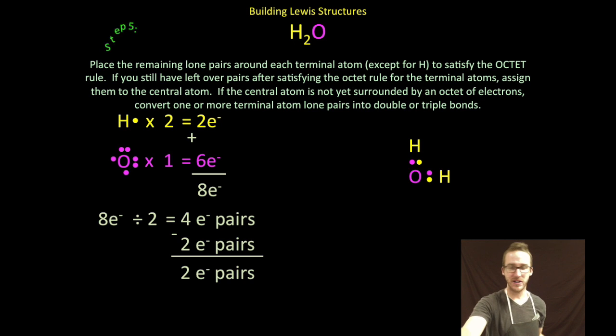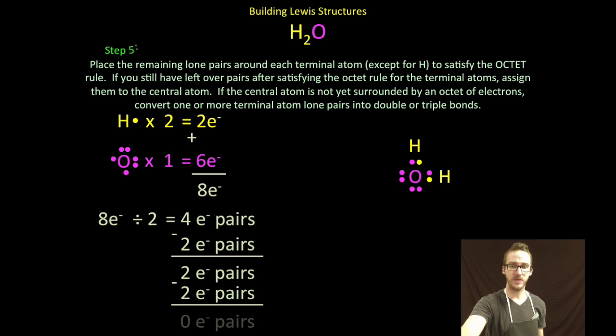Well, turns out if you have pairs left over, the first thing you do is you try to give them to those terminal atoms. In this case, my terminal atoms are hydrogen, and they're not going to accept any additional electrons. So if you can't give them to the terminal atoms, you give them to the central atom. Oxygen is more than happy to accept them. I subtract those 2 that I used to give oxygen its octet. I have 0 pairs left over.